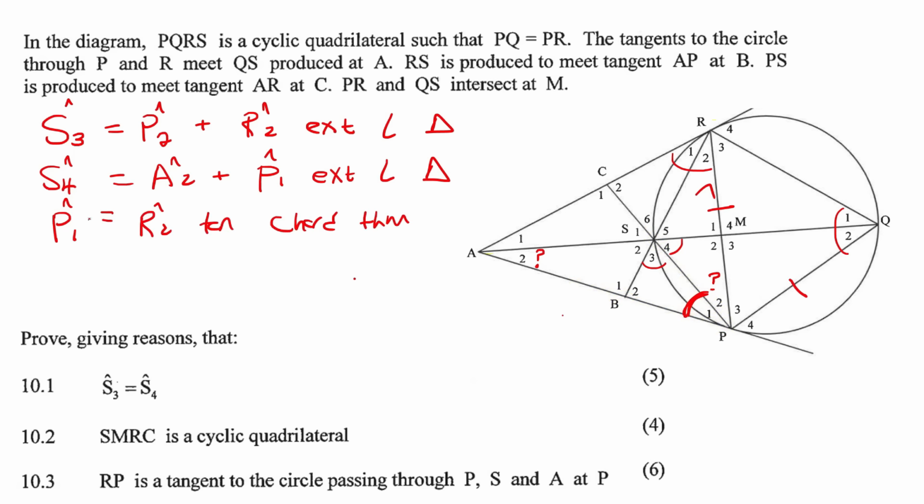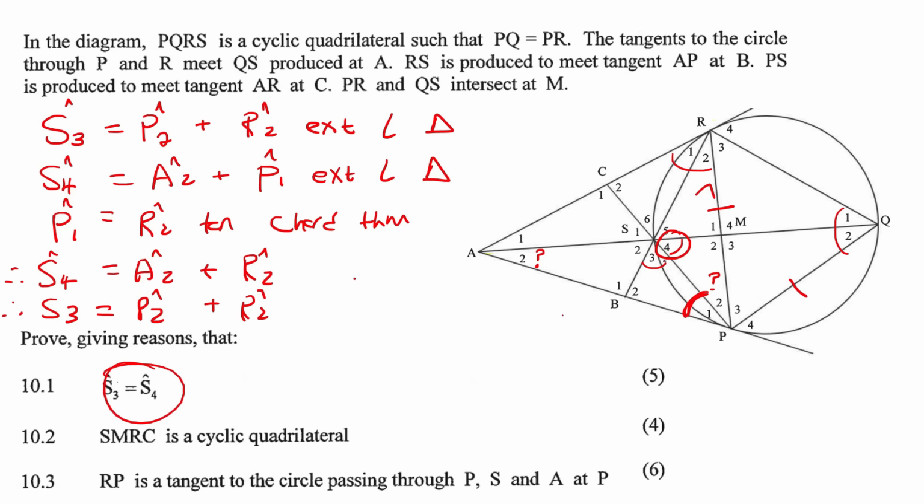So in this equation, we can then say that R2 can go over there. Therefore S4 is the same as A2 plus R2. And we also said that S3 was P2 plus R2 from over here. But earlier we showed that S4 and S3 are the same. So if these two expressions are the same, and they both have R2, then the other two have to be the same. S3 is equal to S4.